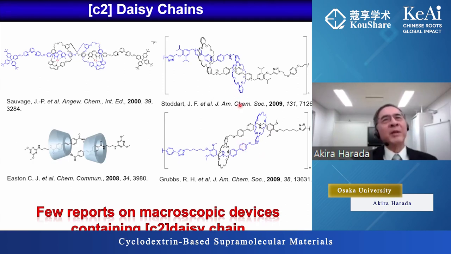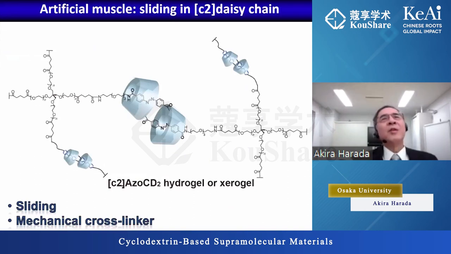In these cases, although the polymers can change shape, can expand and shrink on a molecular scale by pH change, it is difficult to move on the macroscopic scale. There are no reports on the macroscopic movements which move by external stimuli here. Okay. So we prepared polymeric materials containing cyclodextrin daisy chains linked by four-armed polyethylene glycol chains as shown here.